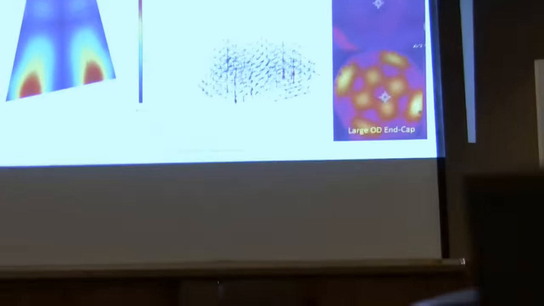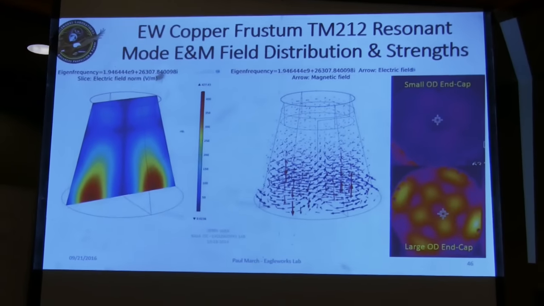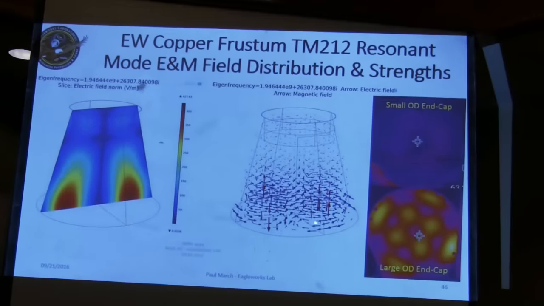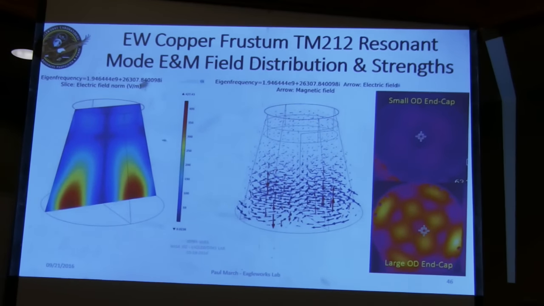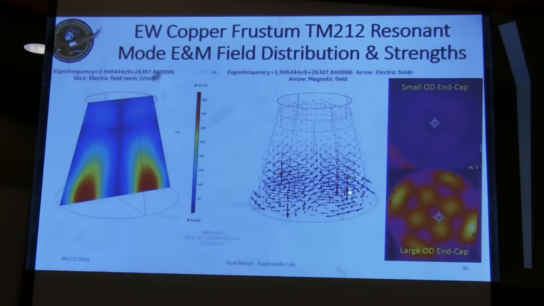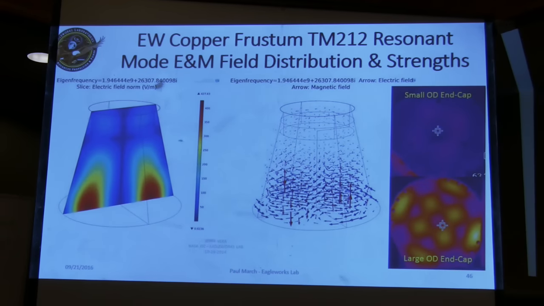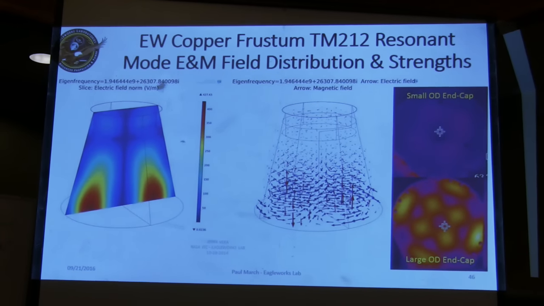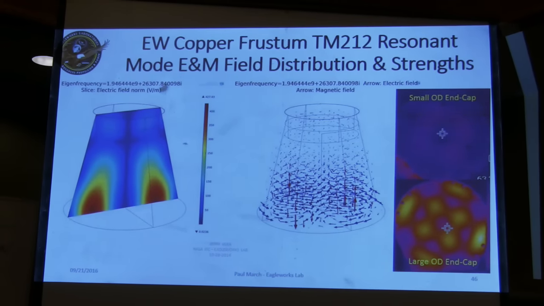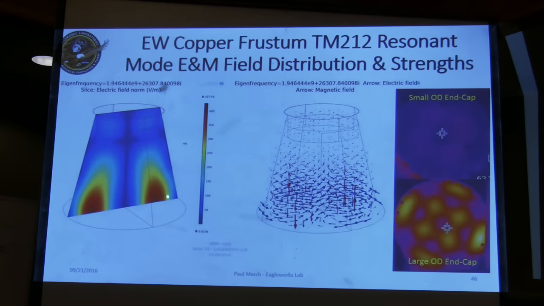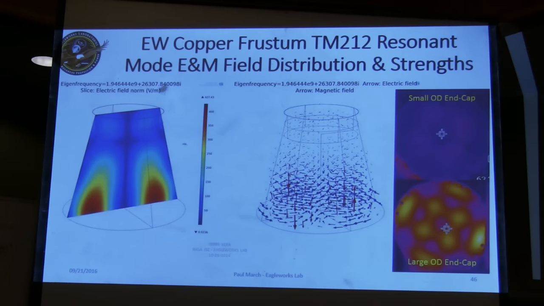This is the TM212 resonant mode. It has four tornadoes right down here, magnetic, electric. Blue is magnetic, red is electric, and there are four little volcanoes that basically come up to the sidewall. And then there's another set flipped by 90 degrees right by the sidewall. And again, this is the I squared R, the stray current heating.